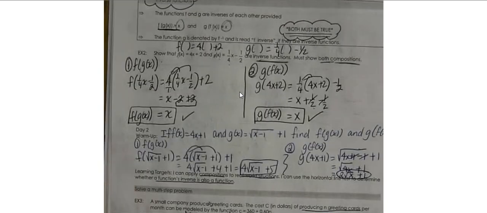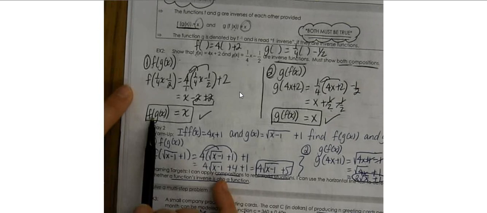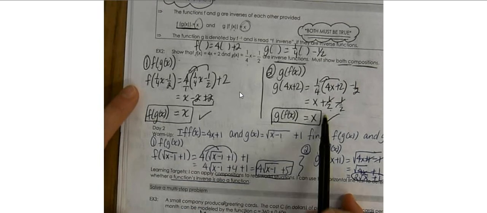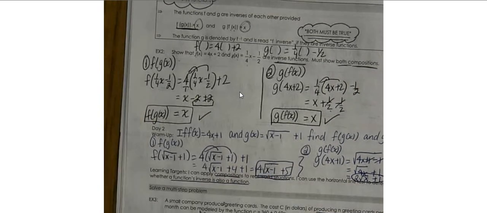So that means that g of f of x simplifies to just the letter x, and that's exactly what we needed. So because we have shown that f of g of x and g of f of x both simplify to be the letter x, we can therefore say that f and g are inverse functions.